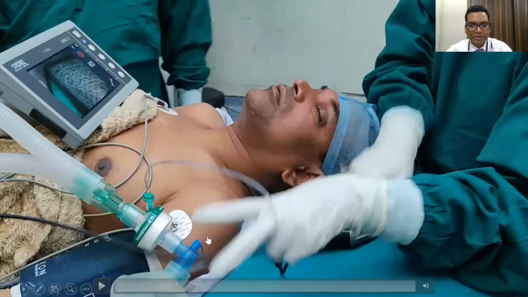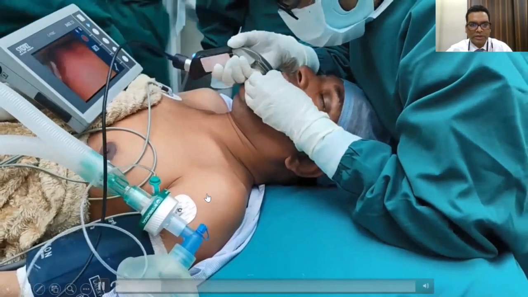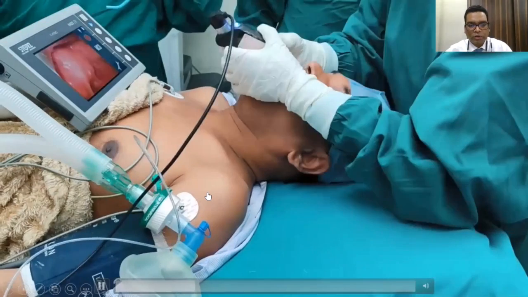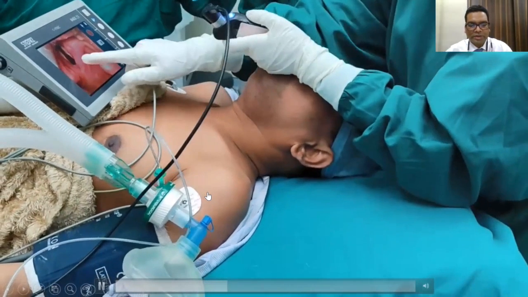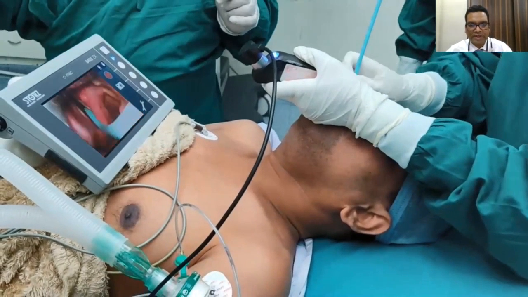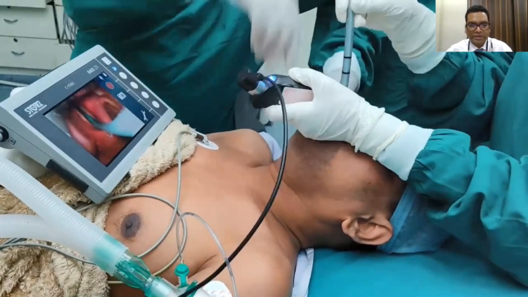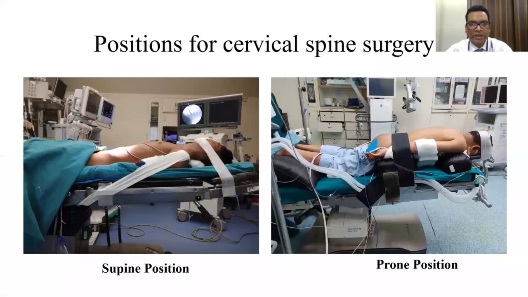During intubation, it is very important not to extend the patient's neck, as it causes pressure on the cord. So this is a small video demonstration of the intubation of a cervical myelopathy patient. We usually use the C-MAC so that there is no movement at the neck. There is only movement at the jaw, with video-assisted intubation.